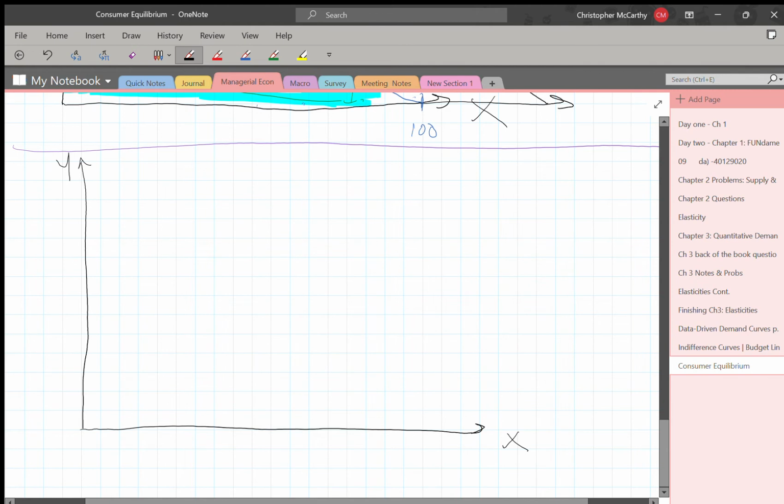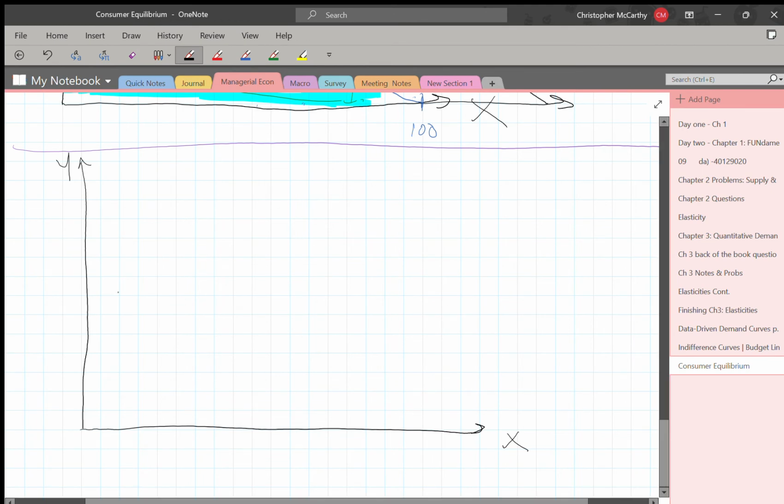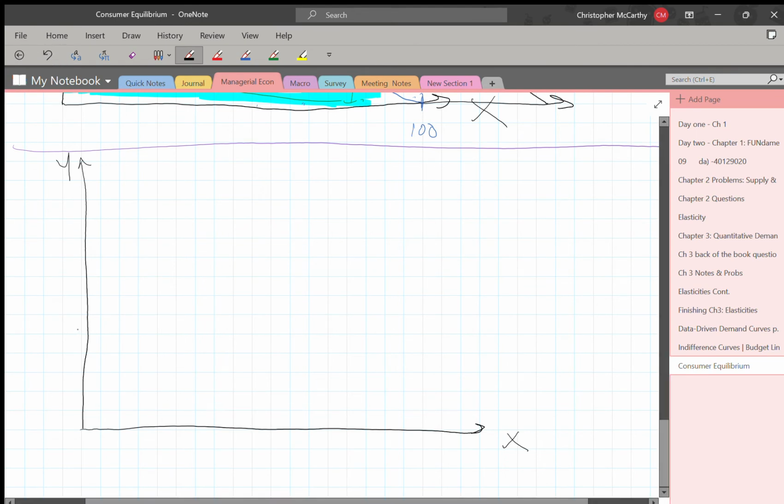So we start off with an initial income, something like this. Let's go ahead and just do 10. 1, 2, 3, 4, 5, 6. So just a simple 10, 10, slope of 1, 1. So just a slope of -1.